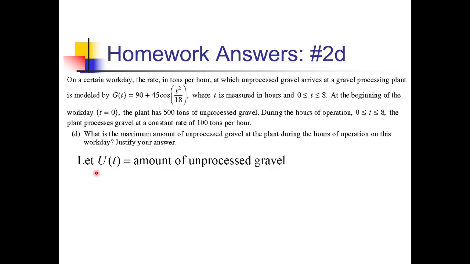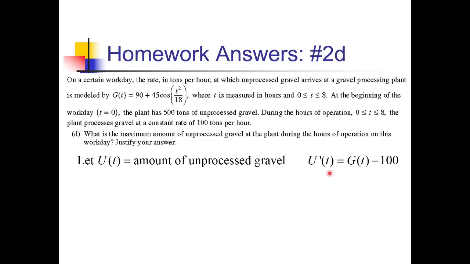The rate at which the unprocessed gravel is changing is actually comprised of two components. We have the rate in, this g of t function is the rate in, and the rate out is this 100. So it's just going to be rate in minus rate out, which we can represent as g of t minus 100. And this is going to give us the rate at which the gravel is changing. So in order to figure out where this amount is maximized, we need to find critical values and probably also plug in some endpoints as well. But let's get our critical values.